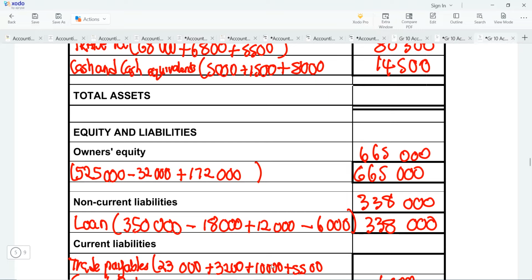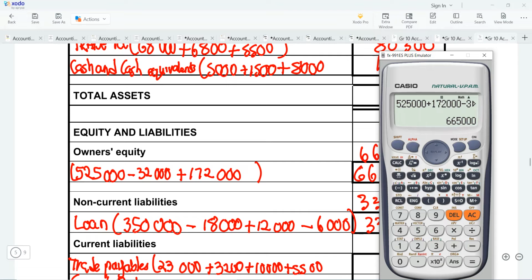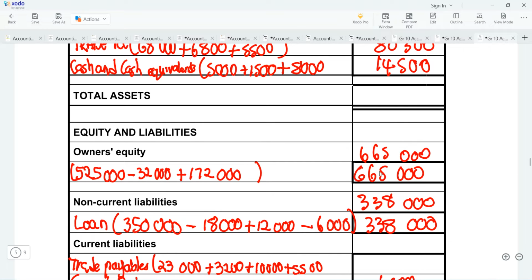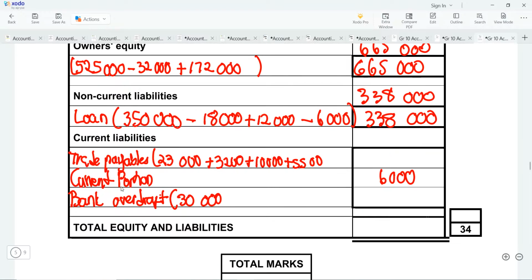Okay, now let's check, let's verify if what we've done was correct. 525,000 plus 172,000, and then also subtract 32,000 of the drawings. Okay, our answer is fine. Now we proceed to get our trade and other. Again, remember, in terms of bank overdraft, nothing changed. We know that it still remains our 30,000. So meaning that we just need to get the total of our trade and other payables.